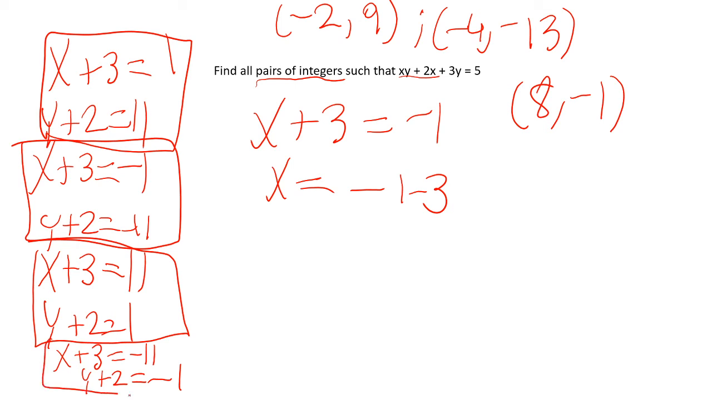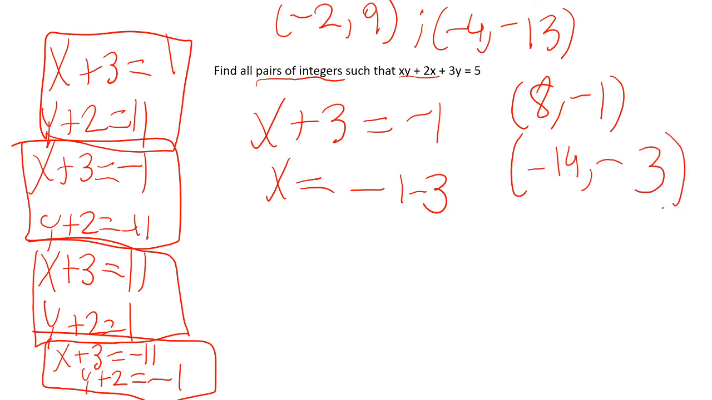Now we have our last set of cases. We have x plus 3 is equal to negative 11. We bring the 3 over to the other side, subtract off the 3, and we have negative 11 minus 3. 11 plus 3 is 14, so we get negative 14. And now we have y plus 2 equals negative 1. Same thing: y is equal to negative 1 minus 2. We subtract off the 2 on both sides. 1 plus 2 is 3, with the negative, we get negative 3.